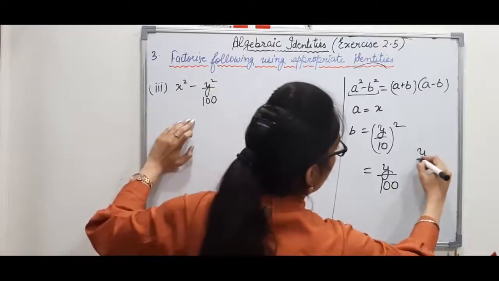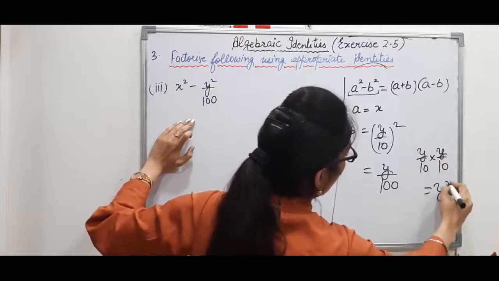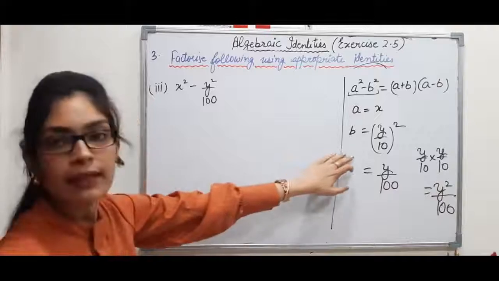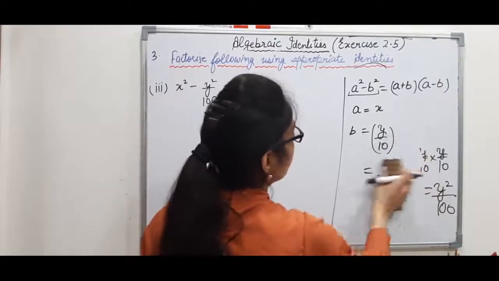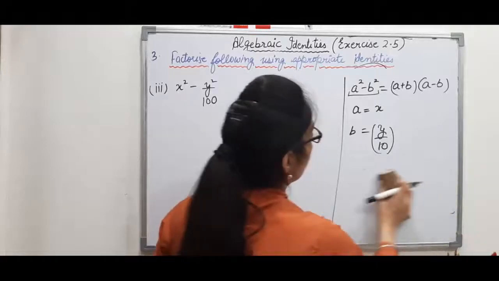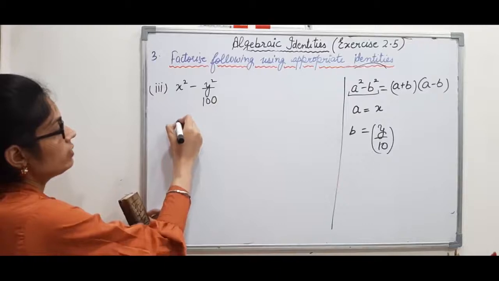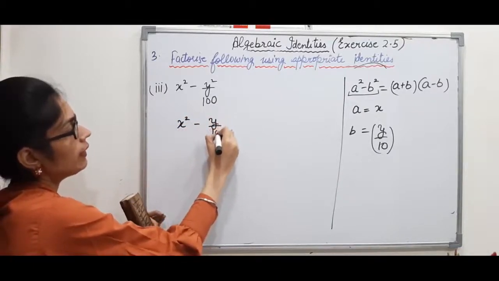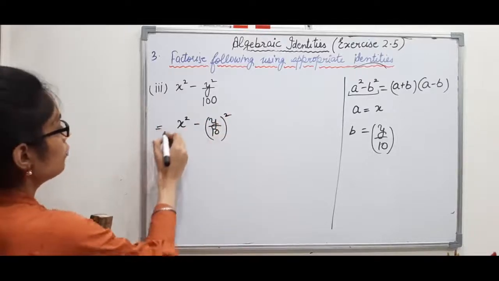Because y by 10 into y by 10 will be equal to y square by 100. So you can write b equals y by 10, because we are not taking the values in the form of square. So here also we can make the change, x square minus (y by 10) square. So the whole expression you can write in this way.